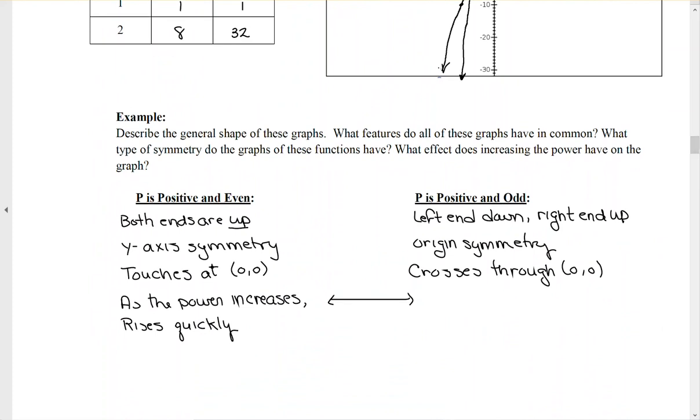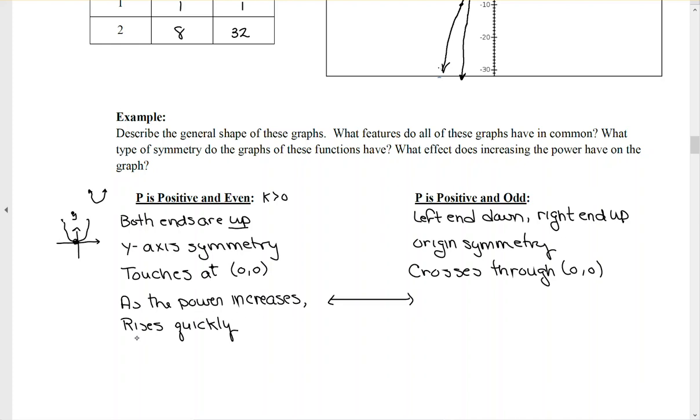If p is positive and even, and we noticed our k value was 1, we had sort of a U shape. Both ends were up because like I said, the coefficient was greater than 0, and we had an even powered function. It also had y-axis symmetry. So if you think about that, the y-axis is here, and I had what looked like a horseshoe shape that will fold over the y-axis. All of those graphs touched at 0, 0.